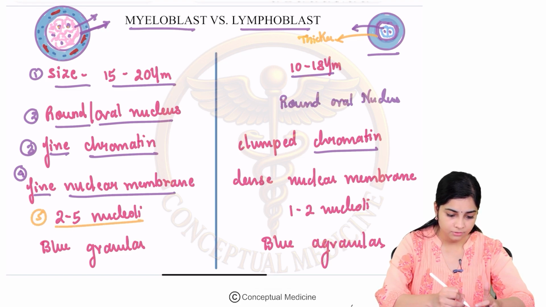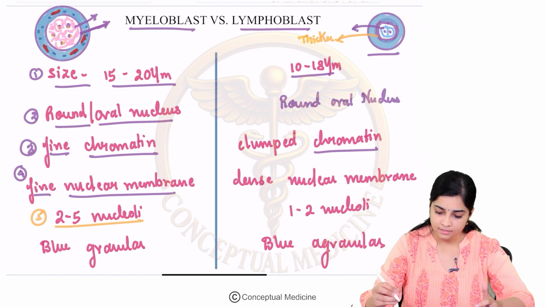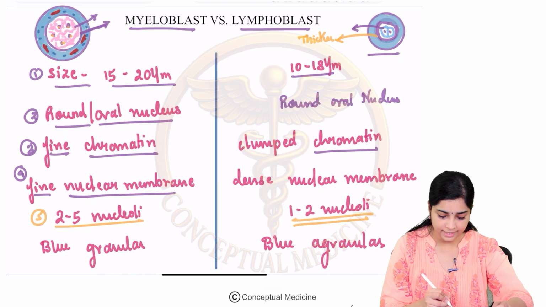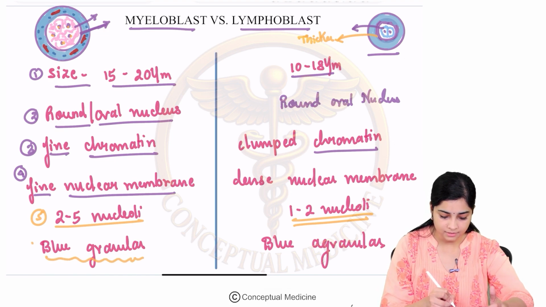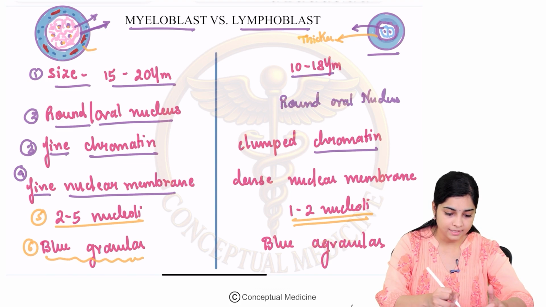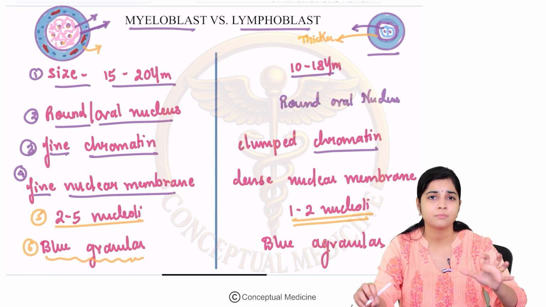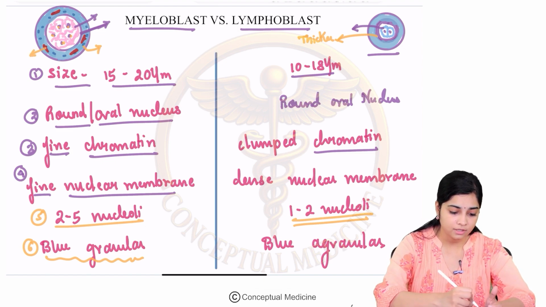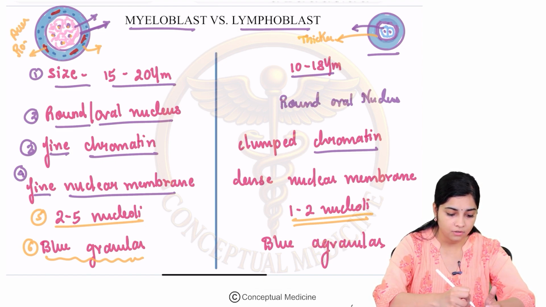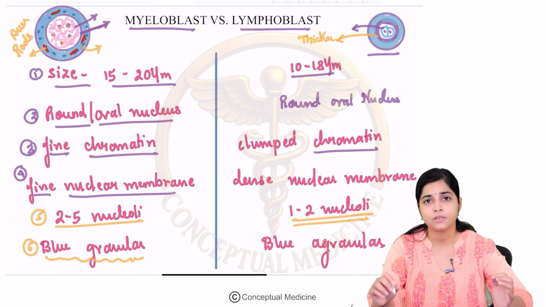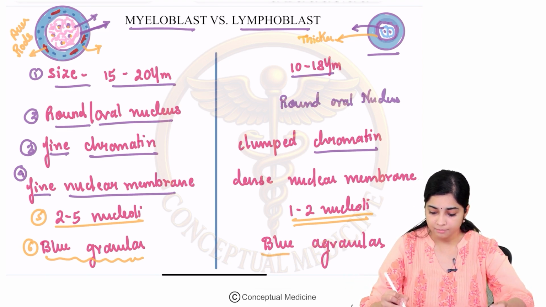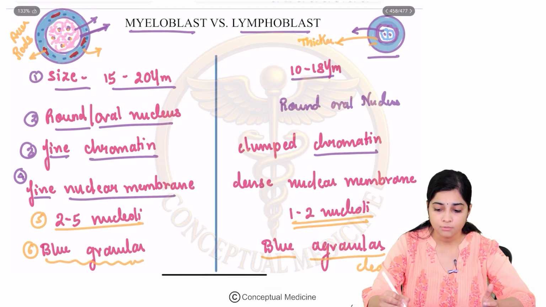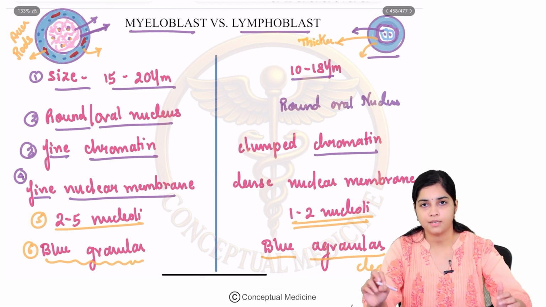Then what are the number of nucleoli? You can see that there are around 2 to 5 nucleoli in a myeloblast, whereas the number of nucleoli is lesser, only around 2, in a lymphoblast, and a more granular appearance is seen in a myeloblast. Can you see that in the cytoplasm there are a large number of granules found in a myeloblast, and you can find these rod-like structures called Auer rods. Auer rods are found in the myeloblast, but you find a blue agranular clear cytoplasm, like a blue sky, in a lymphoblast.